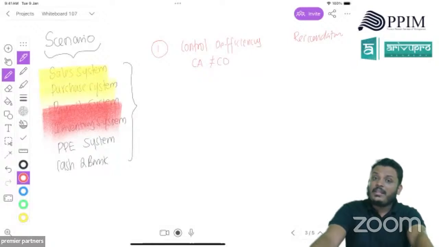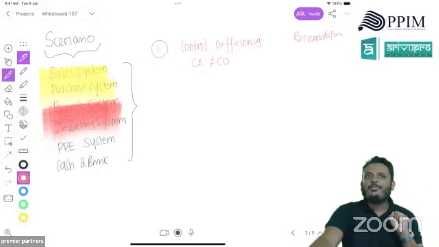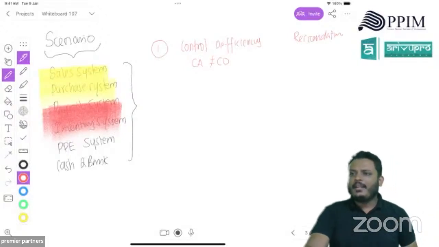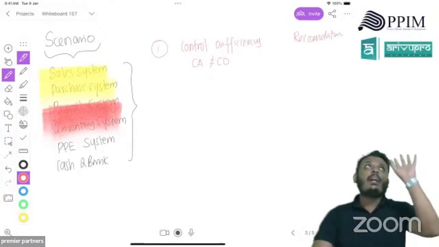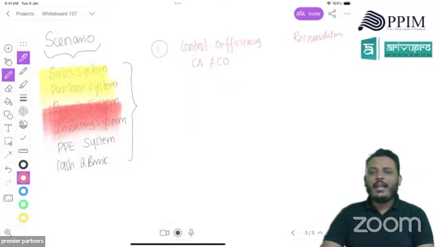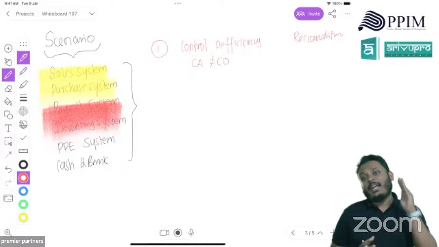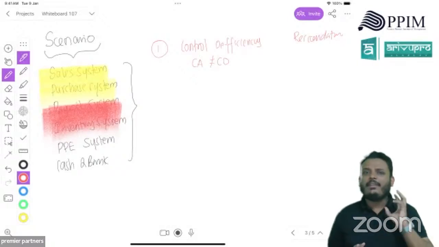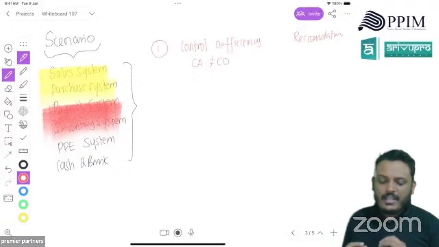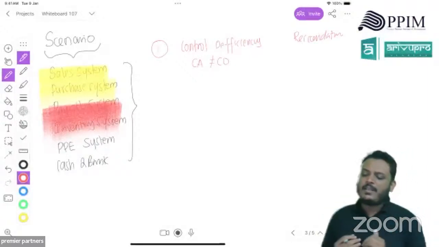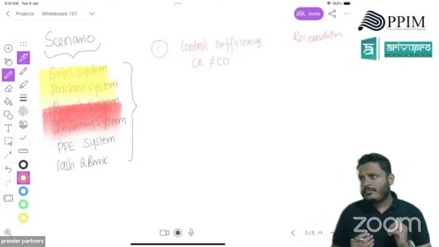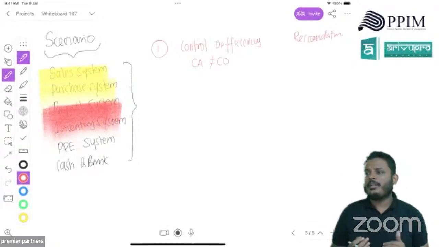When control activity is not equal to control objective, let's say our control activity is a CCTV camera and the control objective is supervision, but the CCTV camera is looking upwards, that does not meet the control objective. If that is the case, we call it an ineffective control. So deficiency always means looking at control activity versus control objectives.